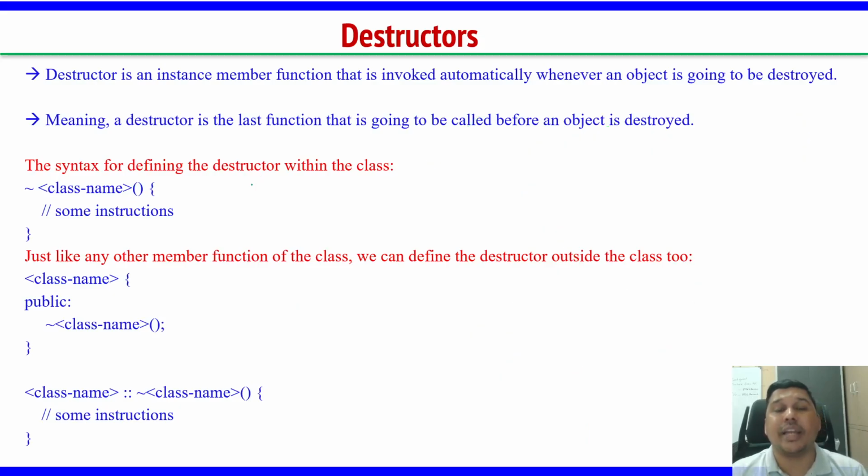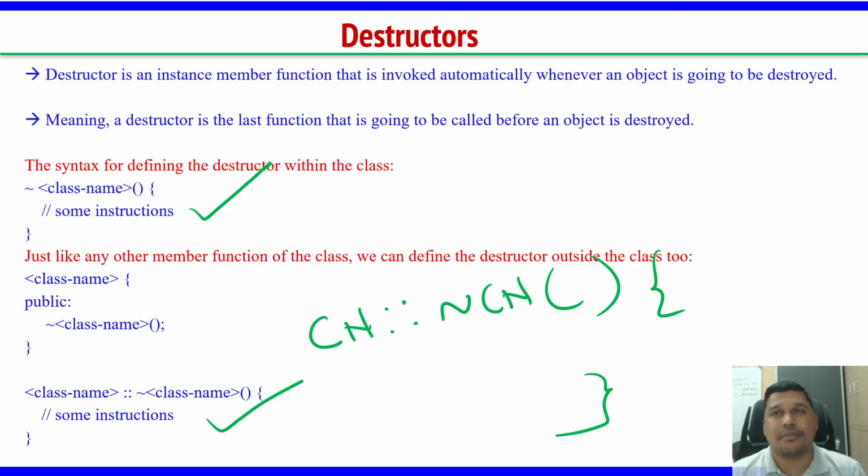So if you want to define a constructor, the body of the constructor can be inside the class and also outside the class. Same way, the body of the destructor can be inside the class or outside the class. But when you want to define something outside the class, you have to use the class name, scope resolution operator, then the destructor name, that is again the class name, like this. So like a constructor, you can define it inside the class or outside the class. Both are allowed.